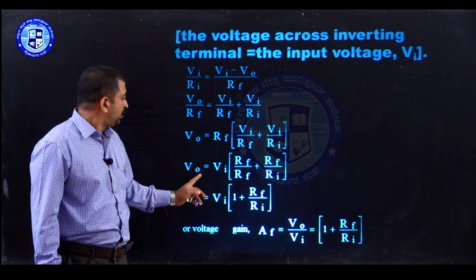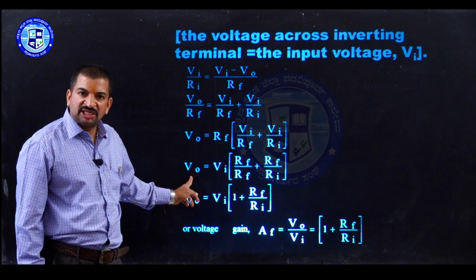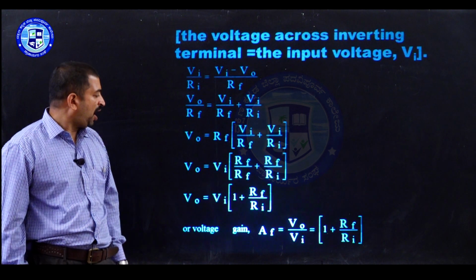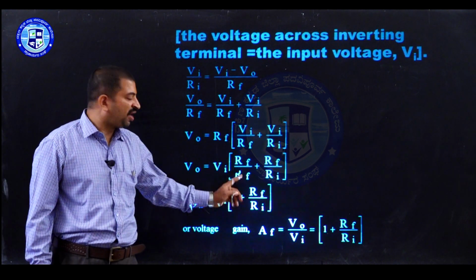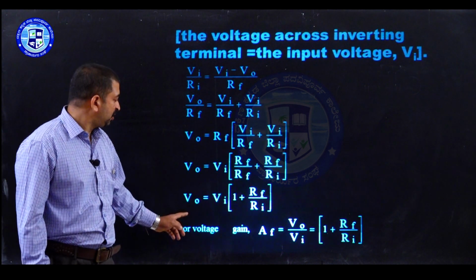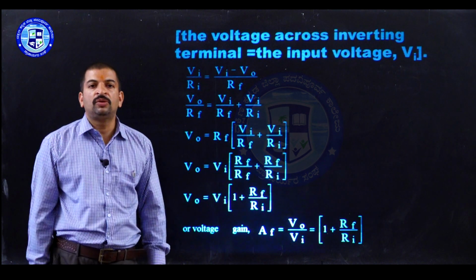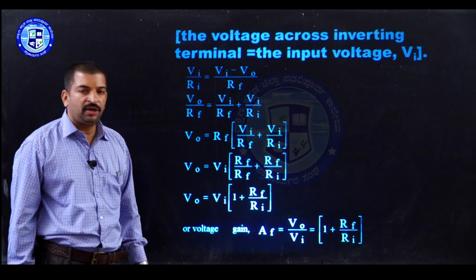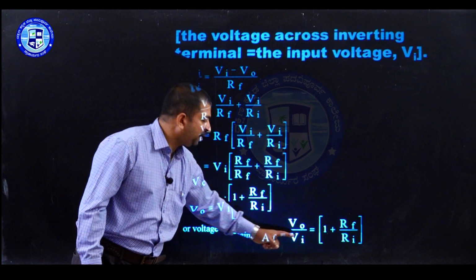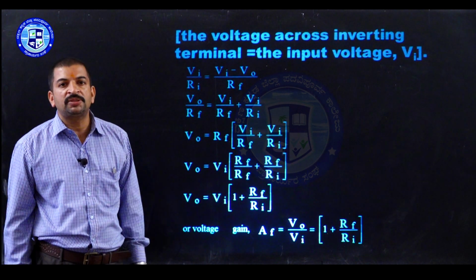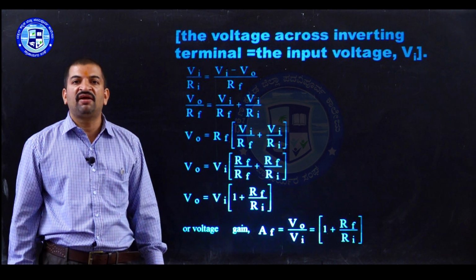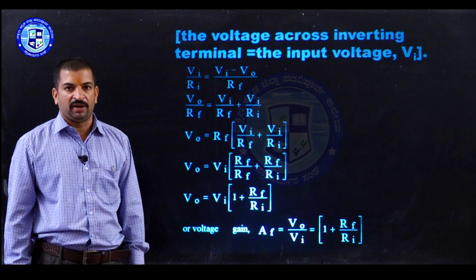Now take Vi as common in this equation. V naught equal to Vi into RF divided by RF plus RF by Ri. So that is V naught equal to Vi into 1 plus RF by Ri. Take Vi to the left hand side of the equation. It can be written as V naught by Vi equal to 1 plus RF by Ri, which is the expression for voltage gain of a non-inverting amplifier.